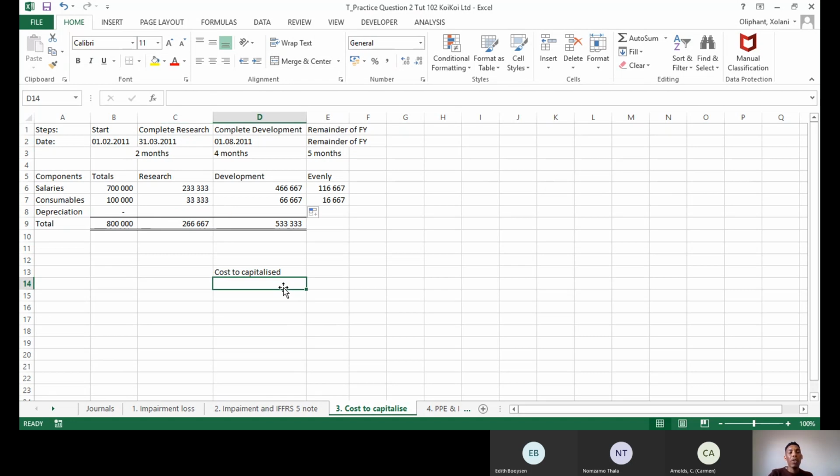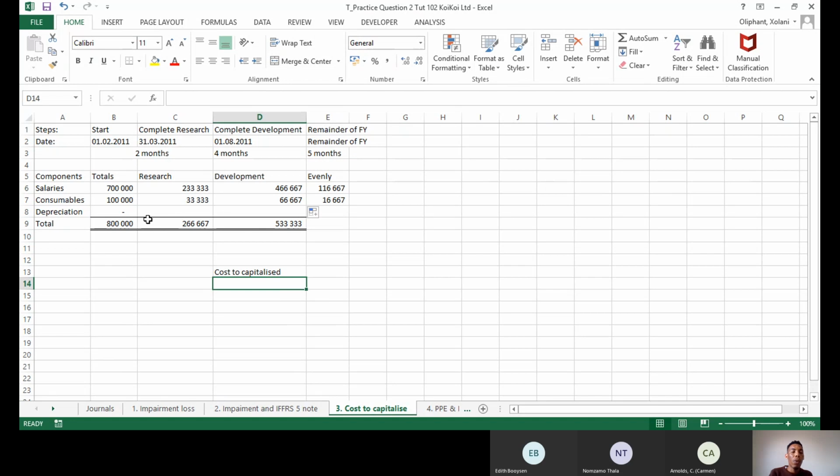So the development cost is the part that you're going to be capitalizing in your statement of financial position, to say that the take-on cost for this patent is going to be this much. Remember, the research costs are expensed, and the development costs are capitalized. That's going to be the value or the cost of the asset on the 1st of, let's say, August 2011. So that cost will come from the development cost part.